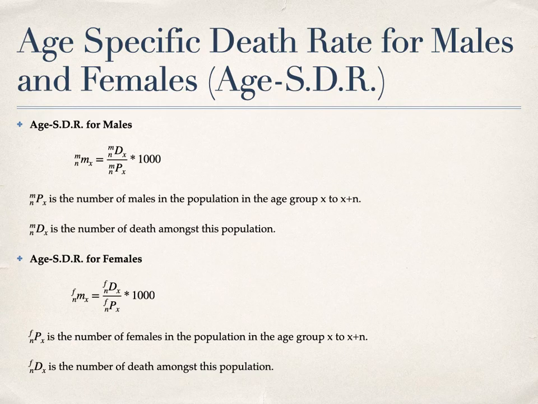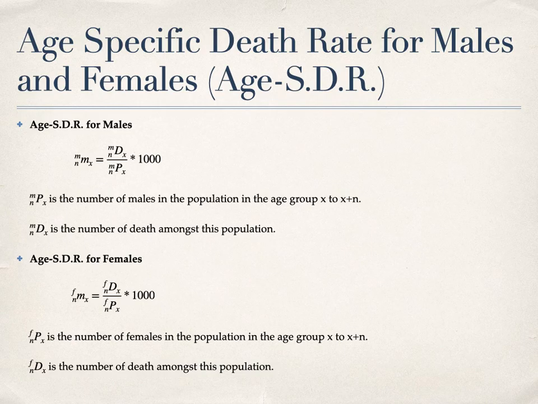Similarly, the age specific death rate for females is also calculated in a similar manner, where the population is trimmed, that is, in the population we only consider the number of females of the specified age group, that is x to x plus n, and we shall consider the number of deaths in that new population that we are going to consider, and using which we find the age specific death rate for females.